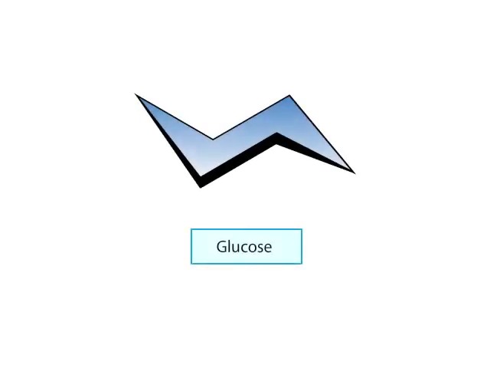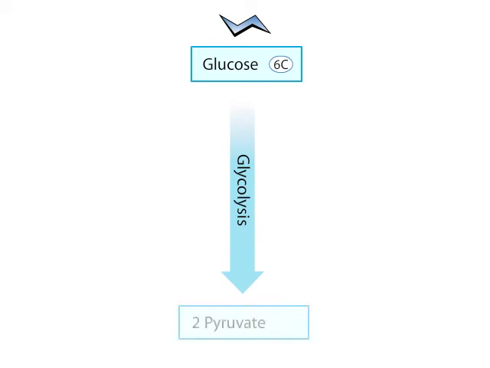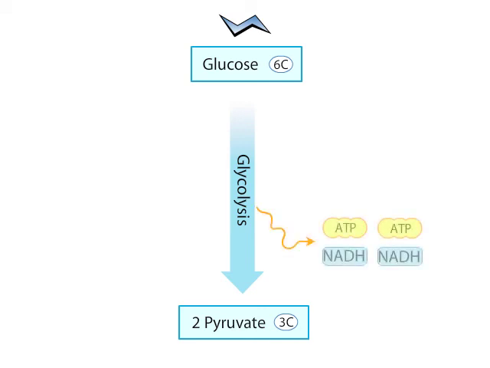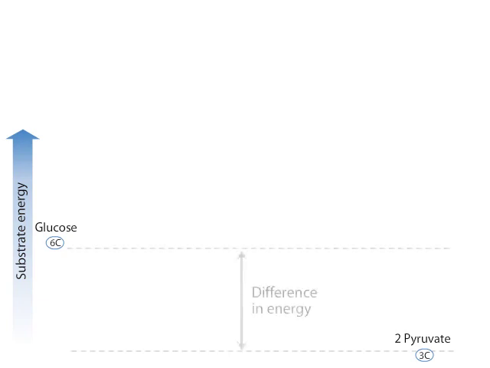Glucose can be completely broken down to yield energy through a few consecutive metabolic pathways, beginning with glycolysis. In glycolysis, glucose, which has 6 carbons, is split into 2 molecules of pyruvate, which have 3 carbons each. Overall, a small amount of energy is released, some of which is captured by energy-carrying molecules, NADH and ATP. Here the reactions of glycolysis will be arranged vertically based on the energy content of the substrate molecules. Glucose contains more energy than the 2 pyruvate molecules combined, which is why energy-carrying molecules can be generated during glycolysis.